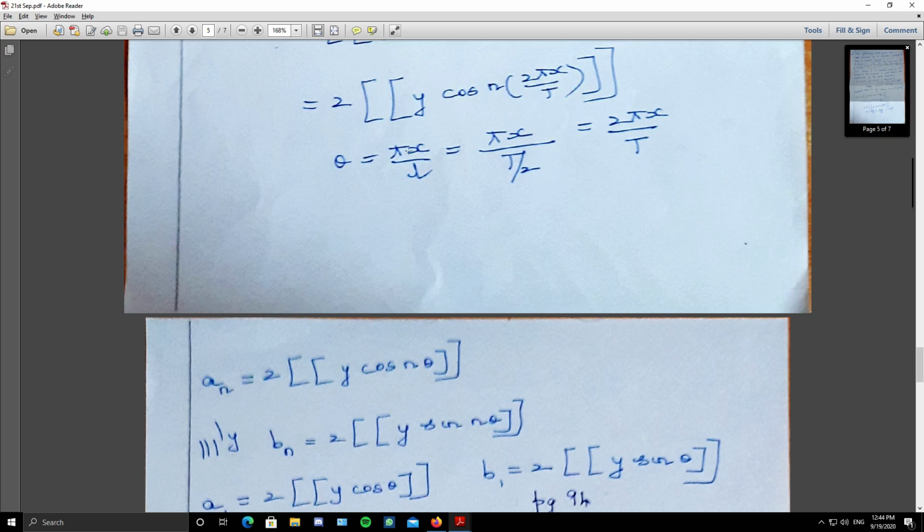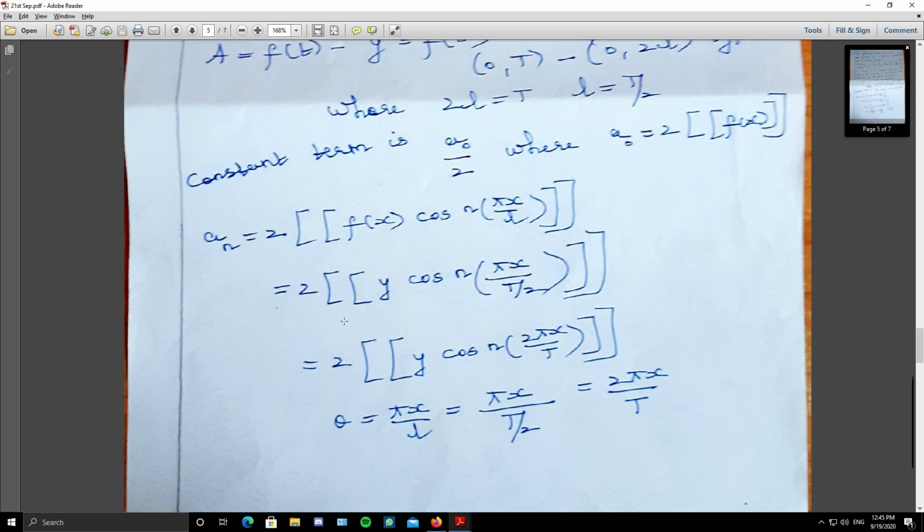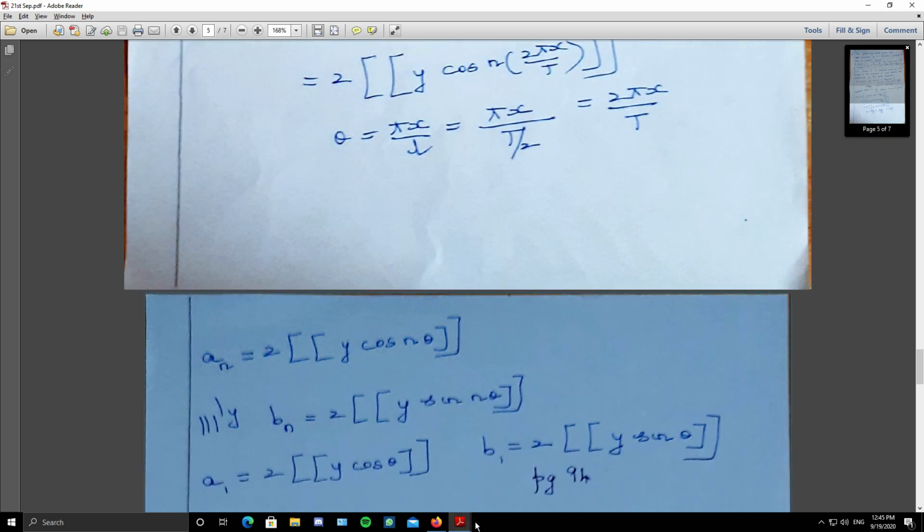So if a n is 2 times the mean of y cos n theta, what is theta? 2 pi x by T. And b n is 2 times the mean of y sin n theta. So what is a1? 2 times the mean of y cos theta. What is b1? 2 times the mean of y sin theta. So we are asked only the first harmonic, that is why I have written only a1 and b1. And so here we have to find a0 and a1 and b1. So we'll go to page 94.